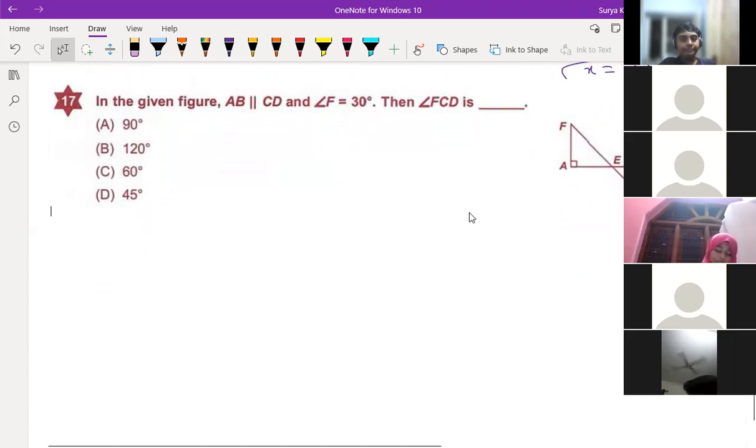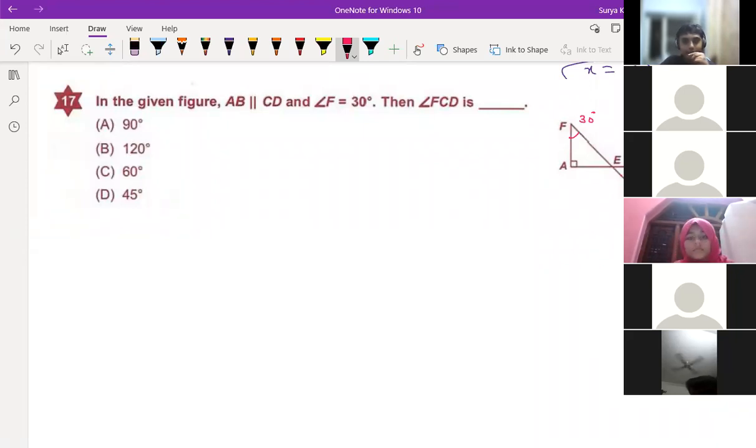So in the given figure, AB is parallel to CD and angle F is 30 degrees. Find angle FCD. Sir, 60 only. FCD, this angle, right?